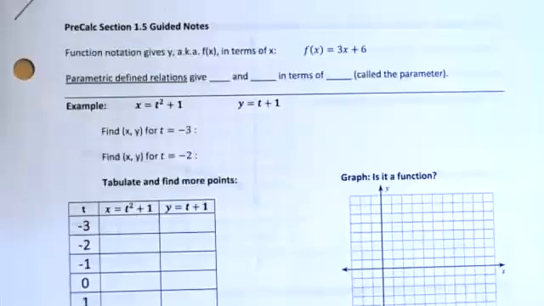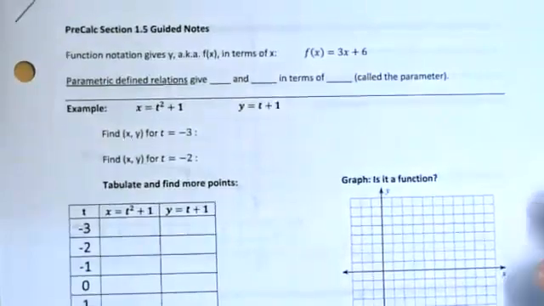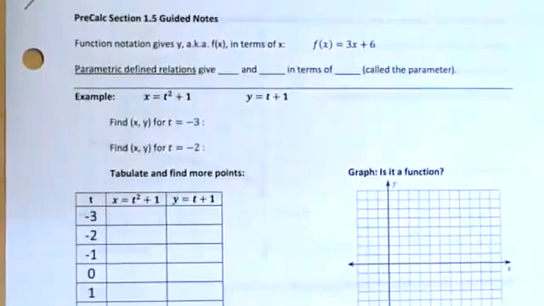All right, here we go. 1.5 is about a couple different things, parametric defined relations. These come up again in a lot more detail in semester 2, but we're just going to do some basic stuff with these in this unit. And then we're going to get into inverses. So we'll start with these parametric defined relations.